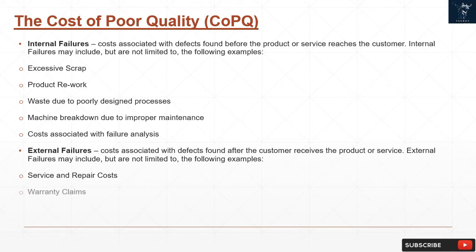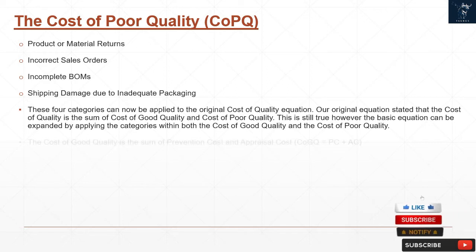Internal failures: costs associated with defects found before the product or service reaches the customer. Internal failures may include, but are not limited to, the following examples: excessive scrap, product rework, waste due to poorly designed processes, machine breakdown due to improper maintenance, and costs associated with failure analysis. External failures: costs associated with defects found after the customer receives the product or service. External failures may include, but are not limited to, the following examples: service and repair costs, warranty claims, customer complaints, product or material returns, incorrect sales orders, incomplete BOMs, and shipping damage due to inadequate packaging.